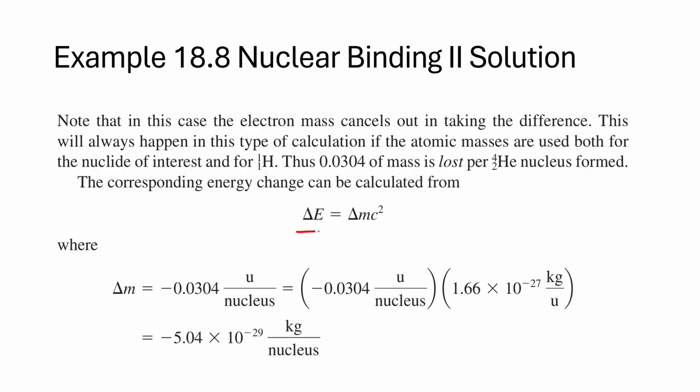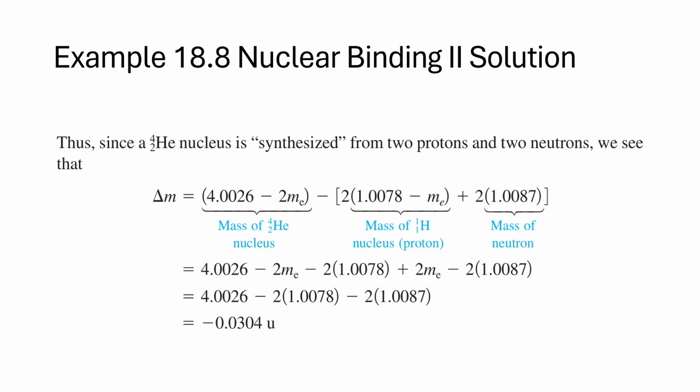Now, you're going to find the corresponding energy change with delta E is equal to delta M C squared. So you have this one, which is negative 0.034 U over nucleus. And then you multiply that by 1.66 times 10 raised to negative 27 kg per unit, becoming 5.04 times 10 raised to negative 29.